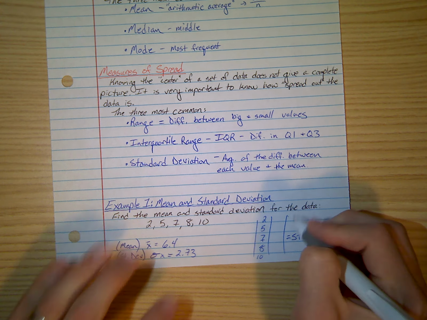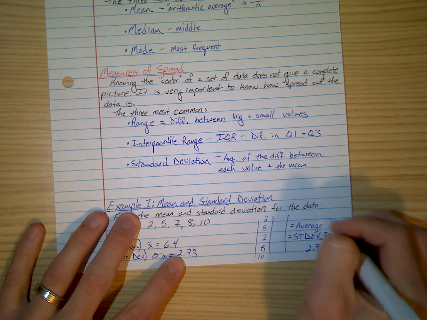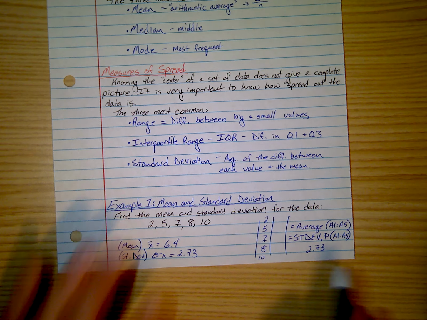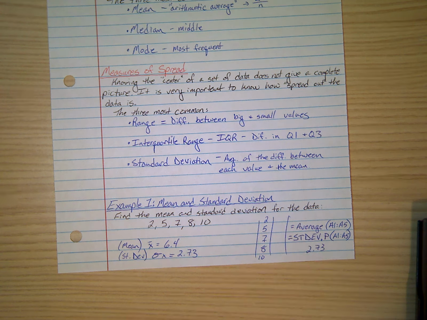You can also do equals average of the same ones, A1 to A5, and it would give you the 6.4 for the mean. So you would have to use Excel if you don't have a graphing calculator. That's fine, but you can still find a way to do it. If you have questions on that, let me know, because you do need to know how to do that. Okay, so that's mean and standard deviation.